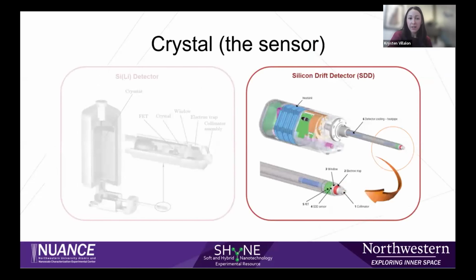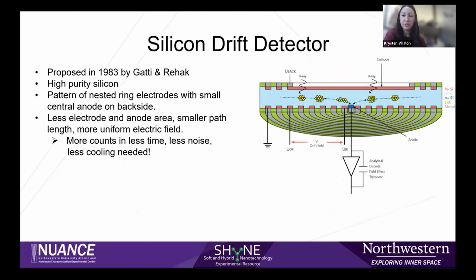So later we developed the silicon drift detectors, and this has really taken over. You don't see Si(Li) detectors very often anymore. The newer generation of EDS detectors are mostly silicon drift detectors. This was first proposed in the 80s, and it is based on a much higher purity silicon that became easier to fabricate. And it has a unique design, with this pattern you see here of nested ring electrodes with a very small central anode on the backside.